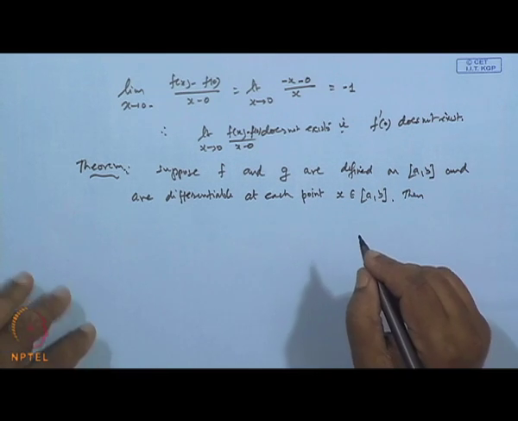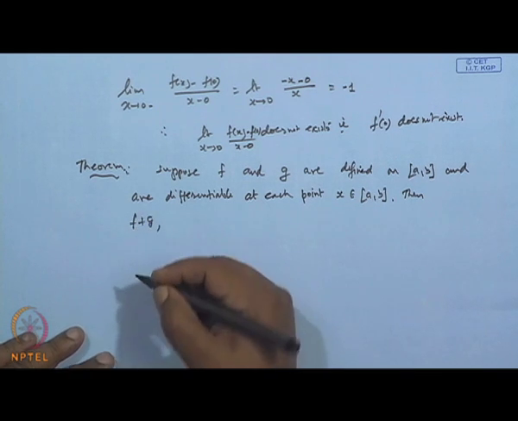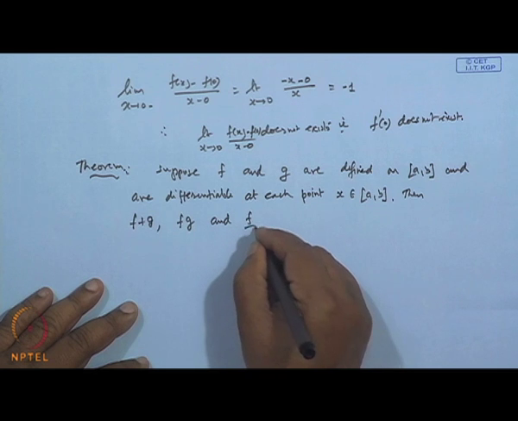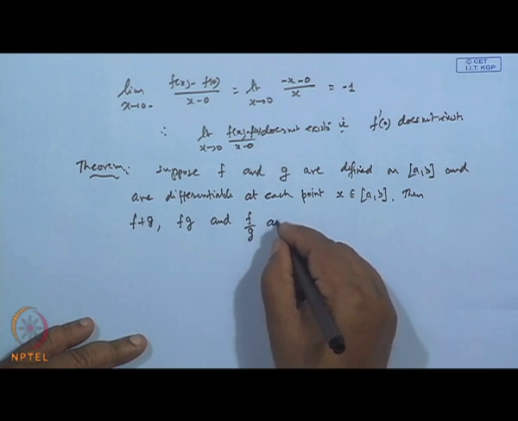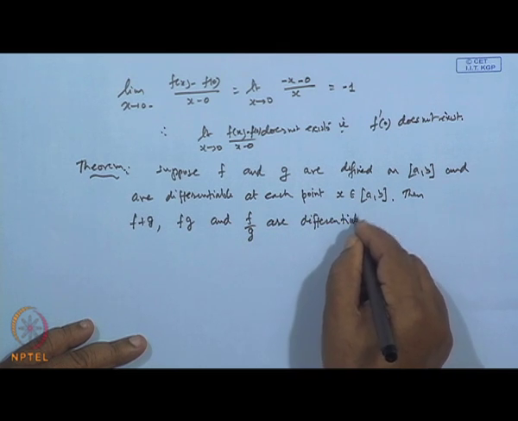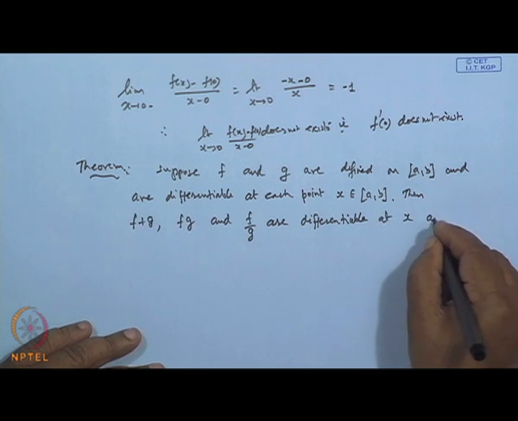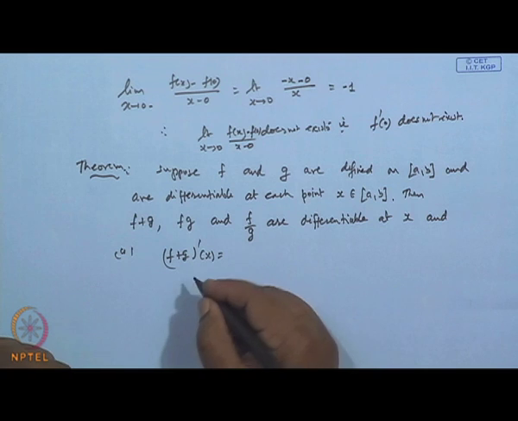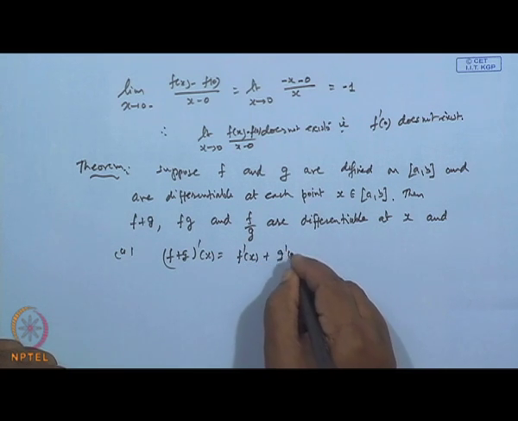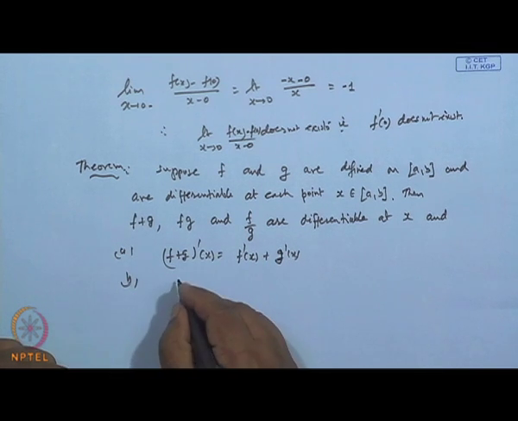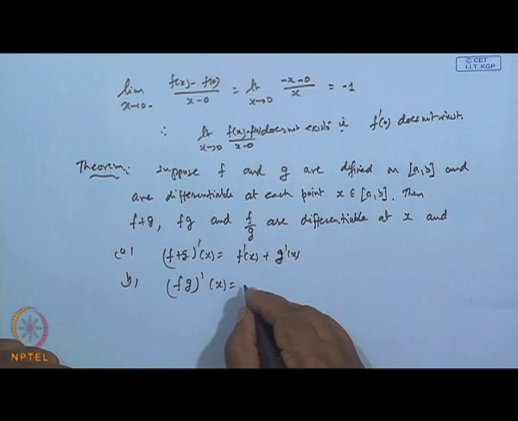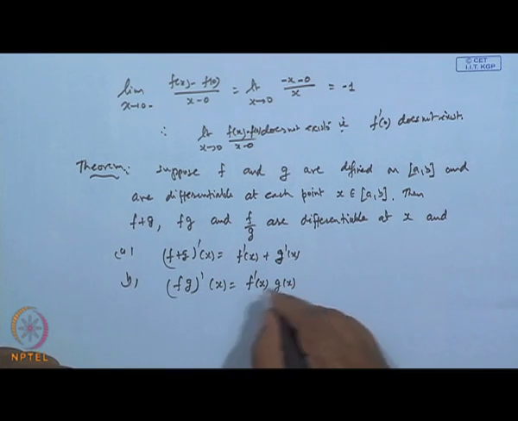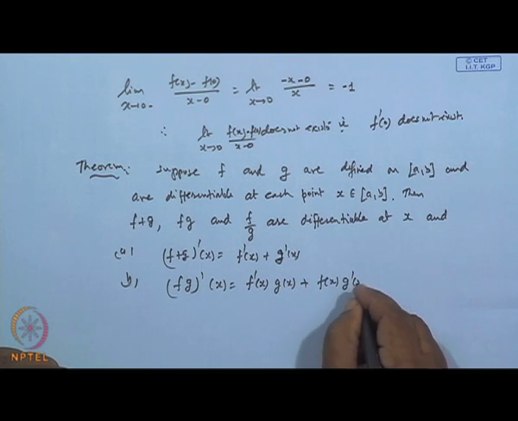Then f + g, f - g, f g and f / g are differentiable at x, and the derivative of f + g at x is f'(x) + g'(x). For the product f g, the derivative at a point x is the derivative of the first function f'(x) multiplied by the second, plus the first function into the derivative of the second.